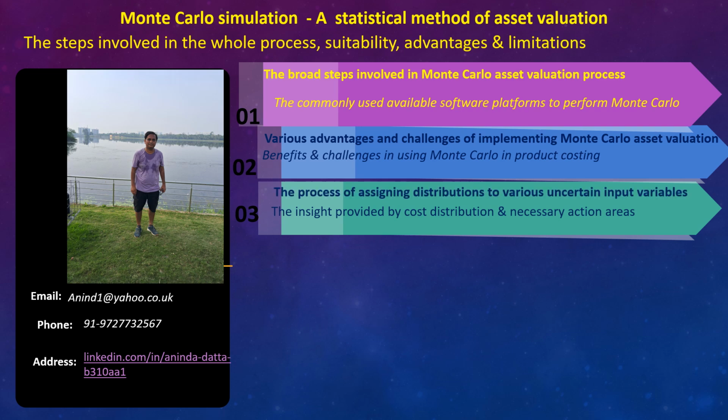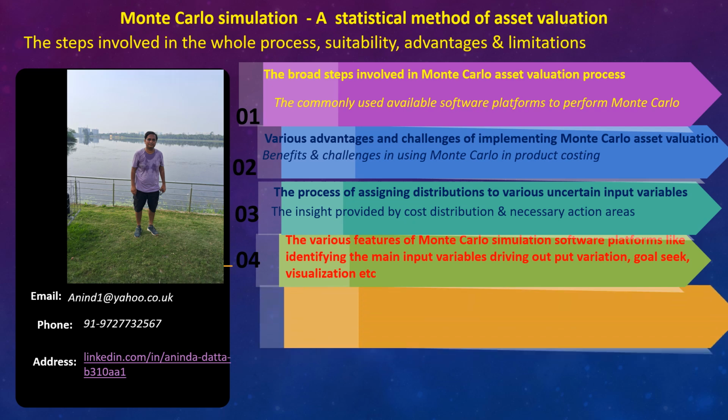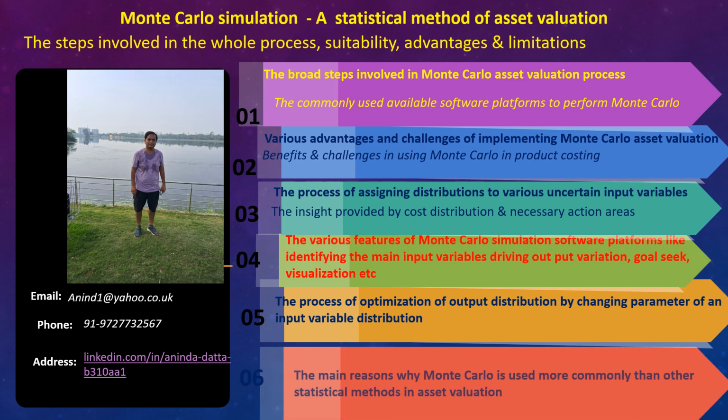The process of assigning distributions to various uncertain input variables. The insight provided by cost distribution and necessary action areas. The various features of Monte Carlo simulation software platforms like identifying the main input variables driving output variation, goal seek, visualization, etc. The process of optimization of output distribution by changing parameter of an input variable distribution. The main reasons why Monte Carlo is used more commonly than other statistical methods in asset valuation.